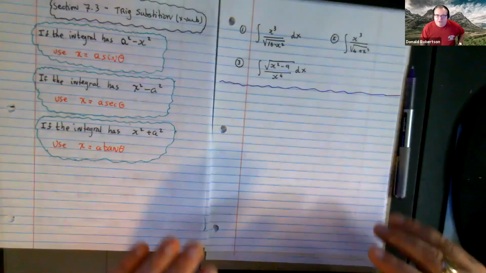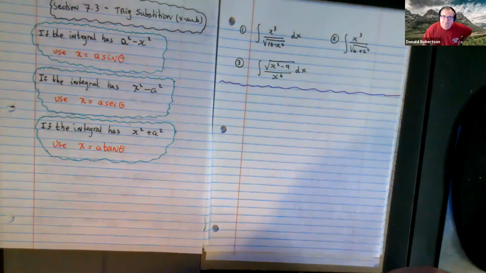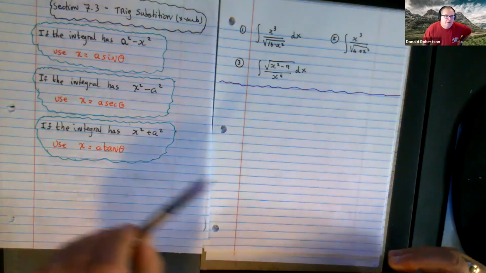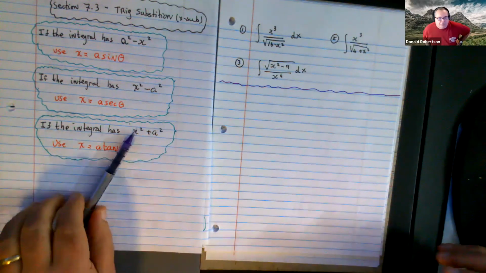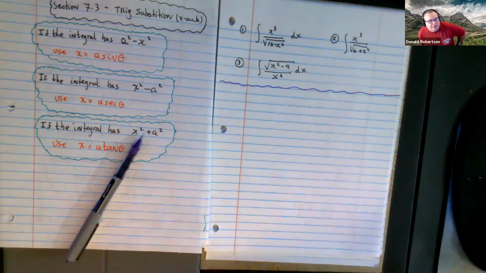Okay, let's show you what you're going to do today. We are going to be working through a new section, the final section, and it's called trig substitution. I like to call it X sub for short. And normal substitution, I call them U sub. These guys we call X sub.